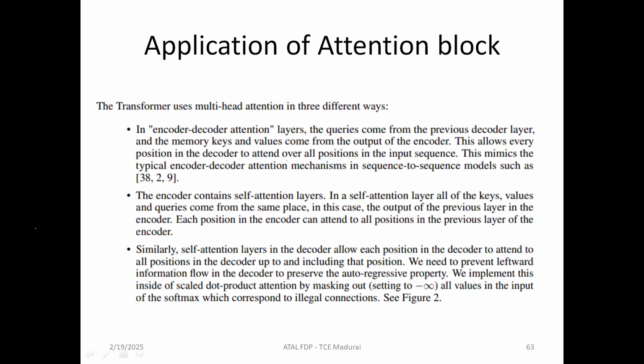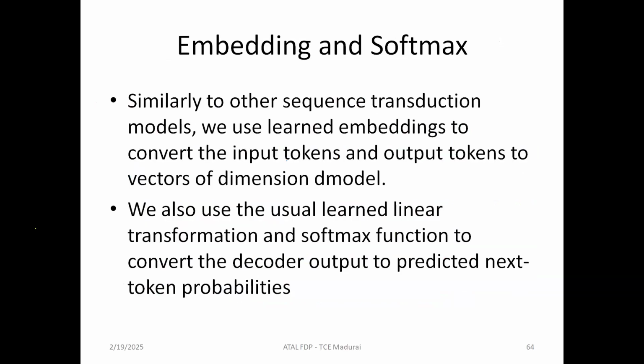So the question is: are we going to develop a chatbot, or are we going to take only some question answering, or only translation? We are supposed to choose which attention block we are going to use. Are we going to use encoder alone, decoder alone, or both encoder and decoder mechanisms? So here, embedding and softmax: similar to other sequence transduction models, we learn the embeddings, which convert the input tokens to output tokens. And we also learn a linear transformation and softmax function to convert the decoder output to predicted next-token probabilities.